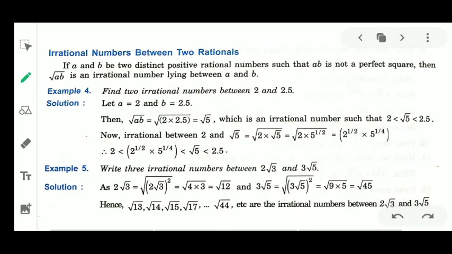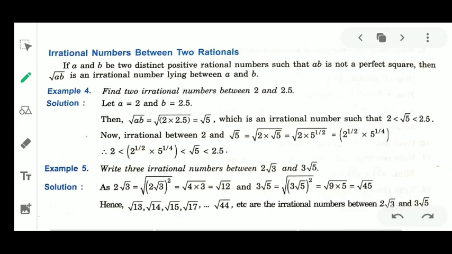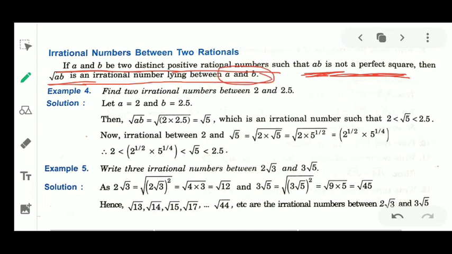Now we'll study how to find an irrational number between two rational numbers. For that, if a and b are two distinct positive rational numbers such that a multiplied by b is not a perfect square, then root over ab is an irrational number which lies between the numbers a and b. Let us understand with an example.